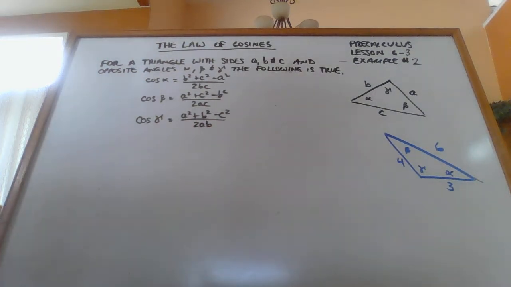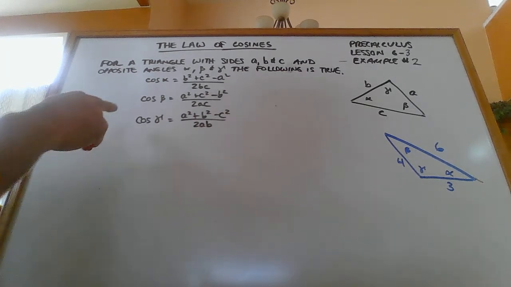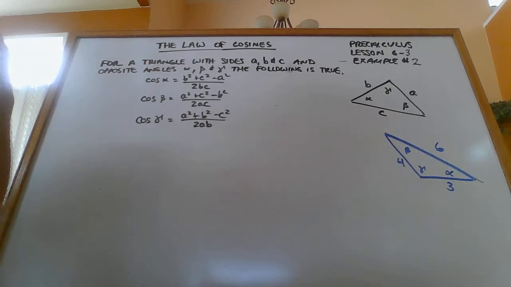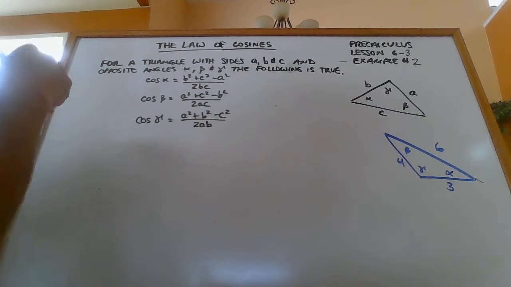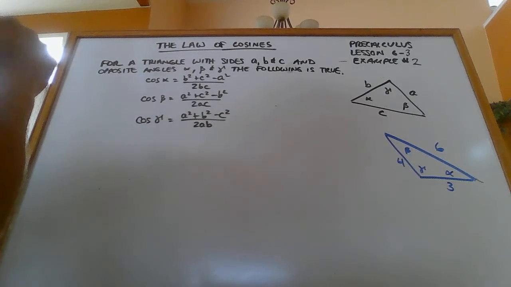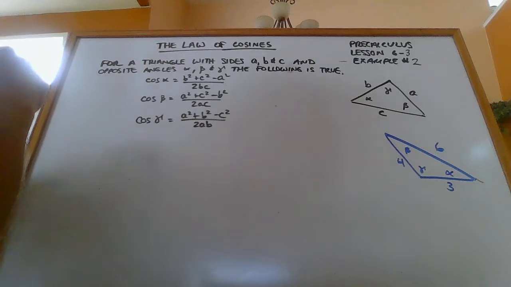Okay, so here is another way to write the law of cosines. This is more used when you're trying to find the angle first. So cosine alpha equals b squared plus c squared minus a squared over 2bc. Cosine beta is a squared plus c squared minus b squared over 2ac. And cosine gamma is a squared plus b squared minus c squared over 2ab.